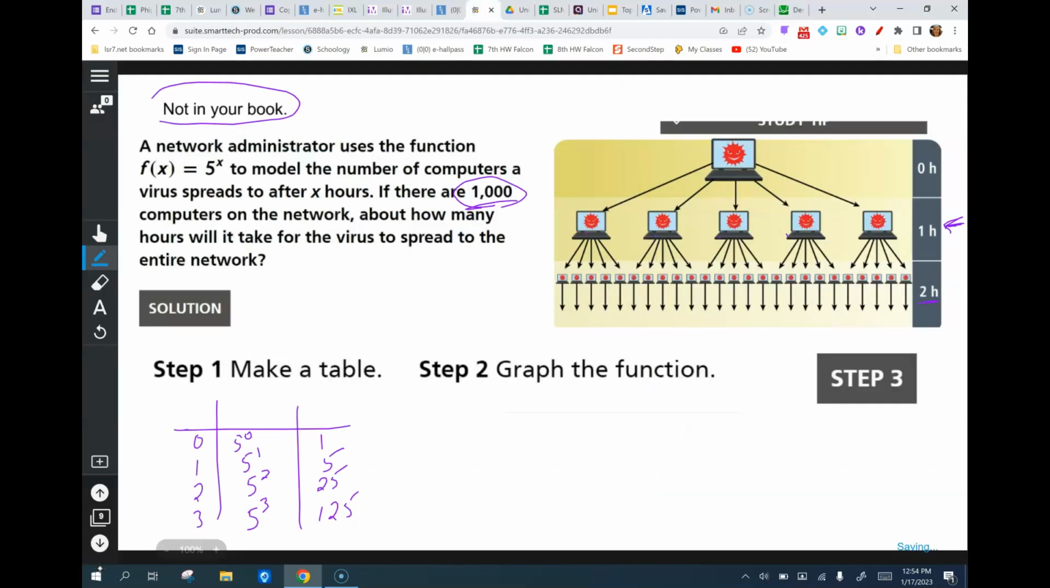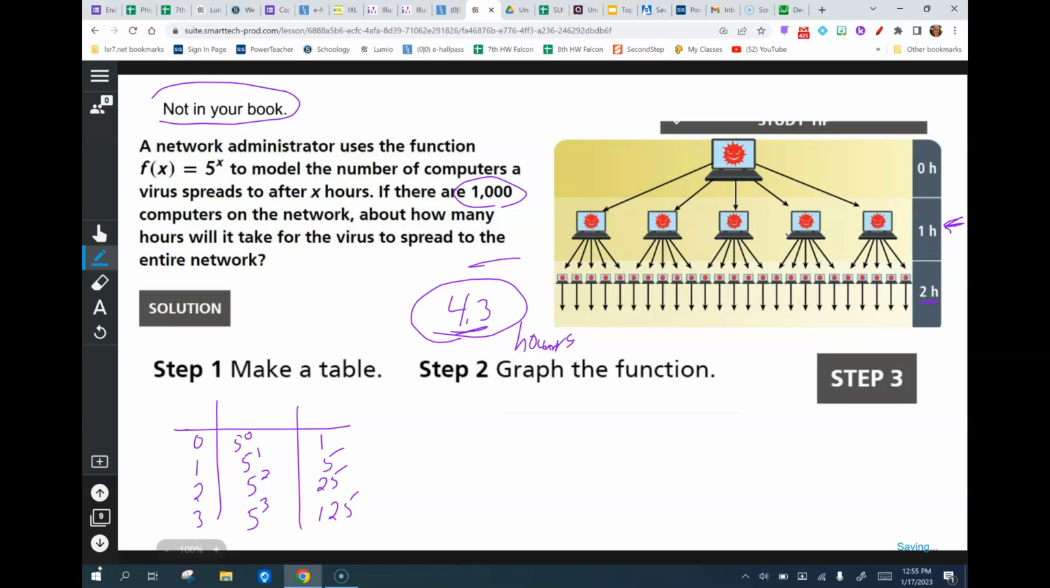So go back, and we're going to use that for 1,000, that it's going to be 4.3. About how many hours will it take for the virus to spread? About 4.3 hours, okay, is what our answer is that we use our graph to approximate.